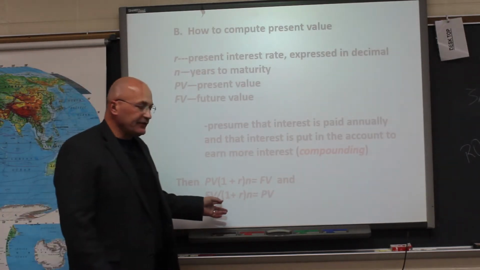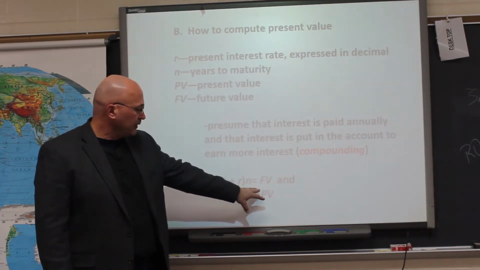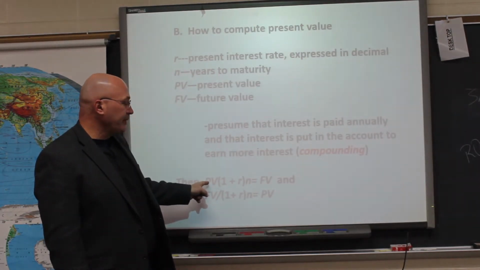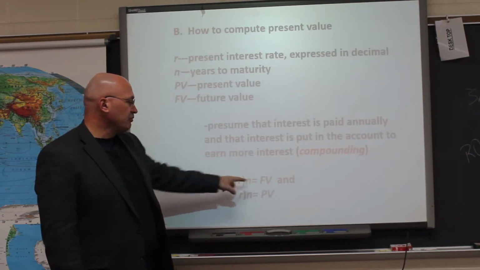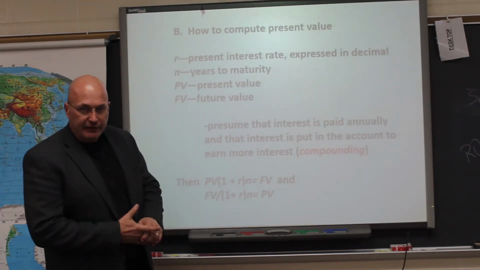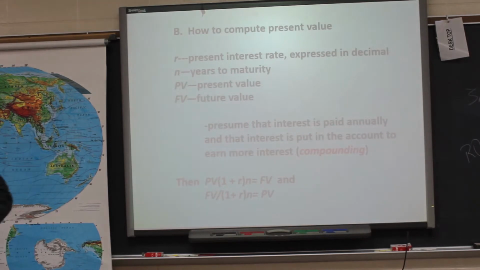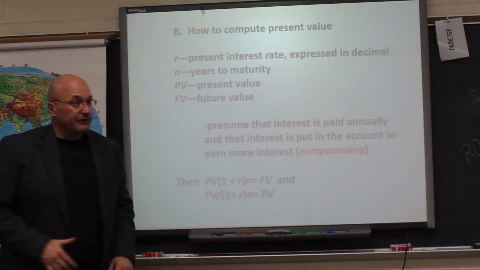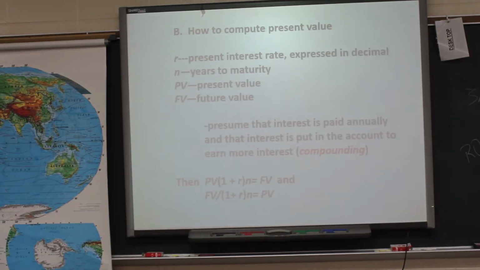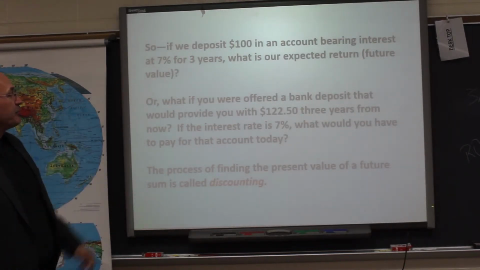So I can use this to say how much money do I need to deposit at such and such a rate for how long. And I use this to say I have this much now, how much will that be worth in the future if I have a set number of years and a given interest rate. Okay? Compounding. That's a tool we use in finance. Now, here's an example. We're going to deposit $100 in an account bearing interest rate at 7% for 3 years.